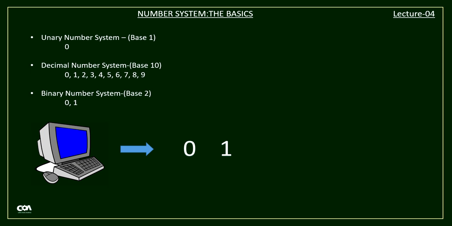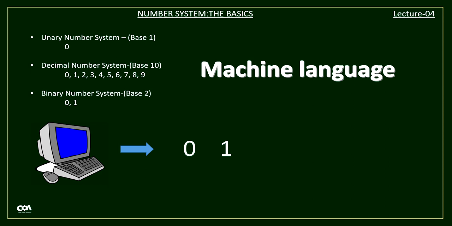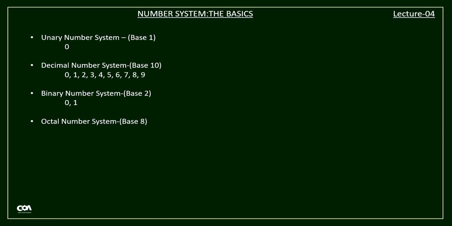Let's take an example. If you write a C program and compile it, your C program is converted into a low level language, that is, machine language, by the compiler, because your computer doesn't understand your C program. It only understands 0 and 1, which is machine language. So the binary number system is used to work with different types of electronic circuits, digital circuits.